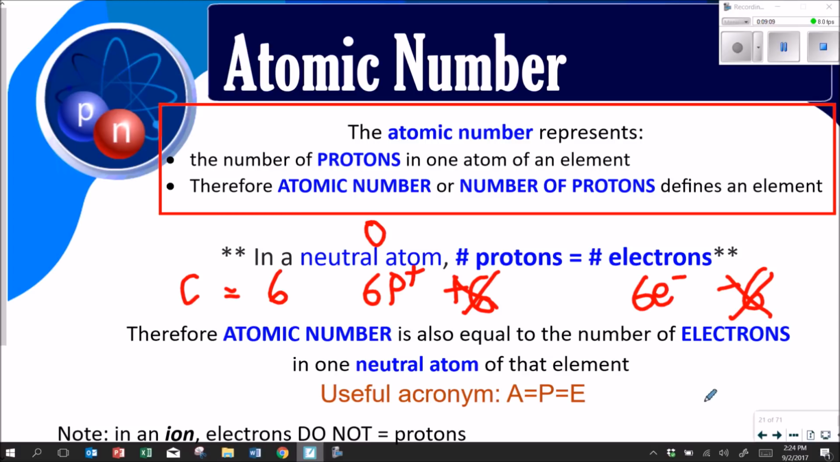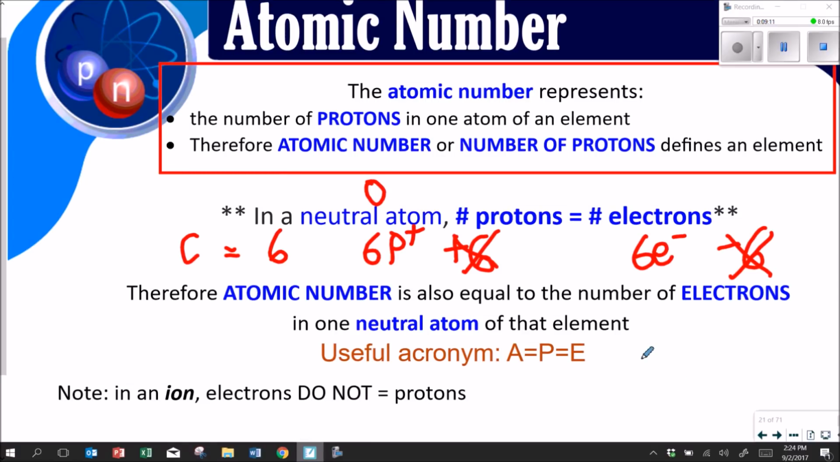Therefore, the atomic number is also equal to the number of electrons in the neutral atom. A useful acronym to remember that is APE, where A is the atomic number, P is the number of protons, and E is the number of electrons, and they all equal each other. Note that in an ion, electrons do not equal protons. We will talk about ions later in the video.